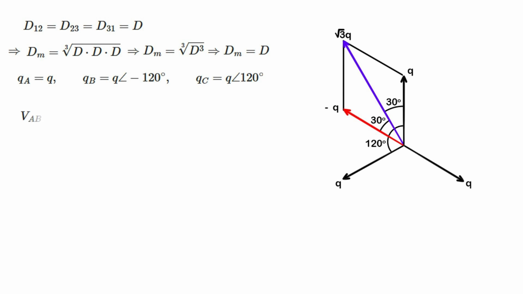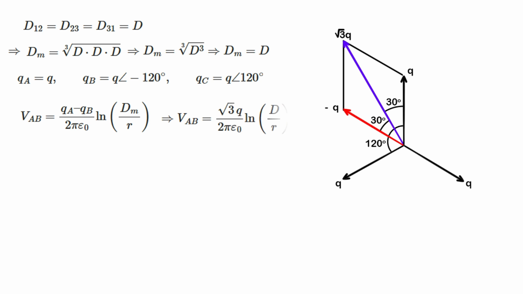VAB equals QA minus QB divided by 2 pi epsilon 0 multiplied by the natural logarithm of d by r. Substituting QA minus QB equals root 3 Q, we get VAB equals root 3 Q divided by 2 pi epsilon 0 multiplied by the natural logarithm of d by r. Now, this is the line-to-line voltage. Therefore, the phase voltage, that is the line-to-neutral voltage, is equal to VAB divided by root 3.